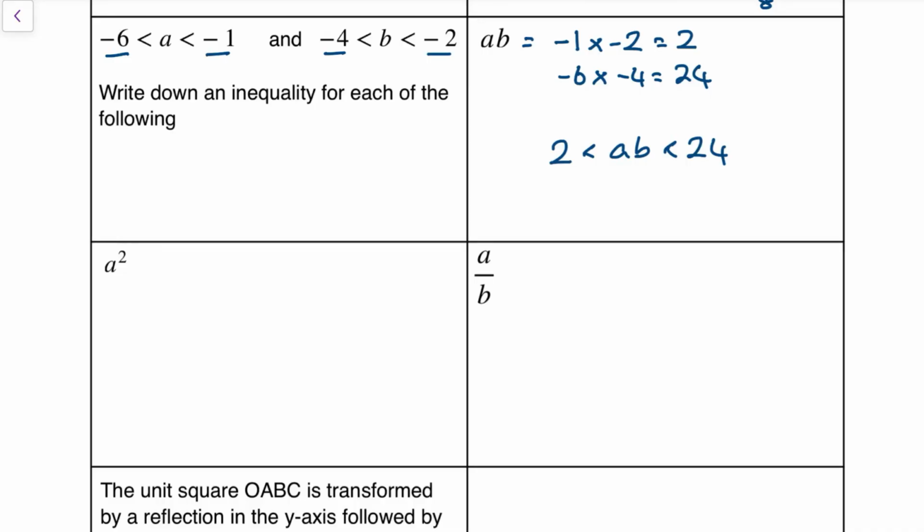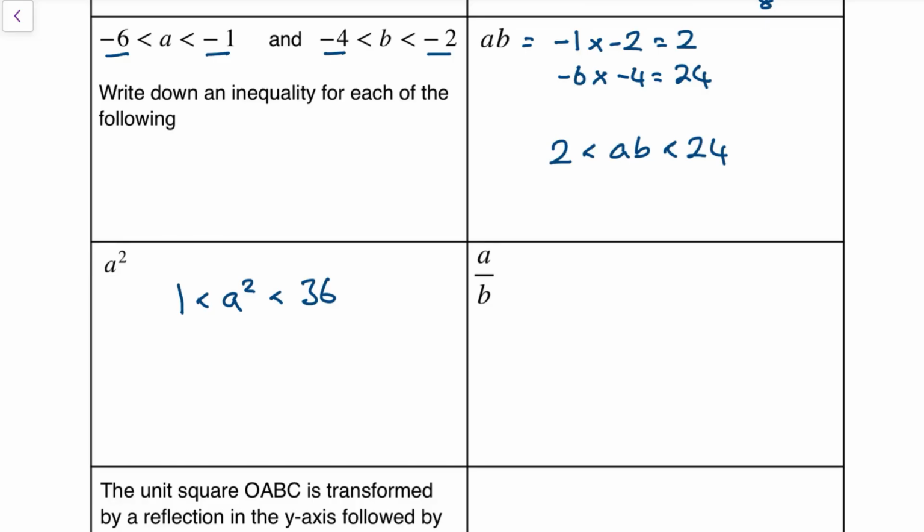a squared. Well, the smallest I can make a squared is do 1 times 1, so that's going to give me 1. And the largest I can make a squared is going to be 6 times 6, or technically minus 6 times minus 6, which is 36. So this one is going to be between 1 < a squared < 36. And again, it's a strict inequality.